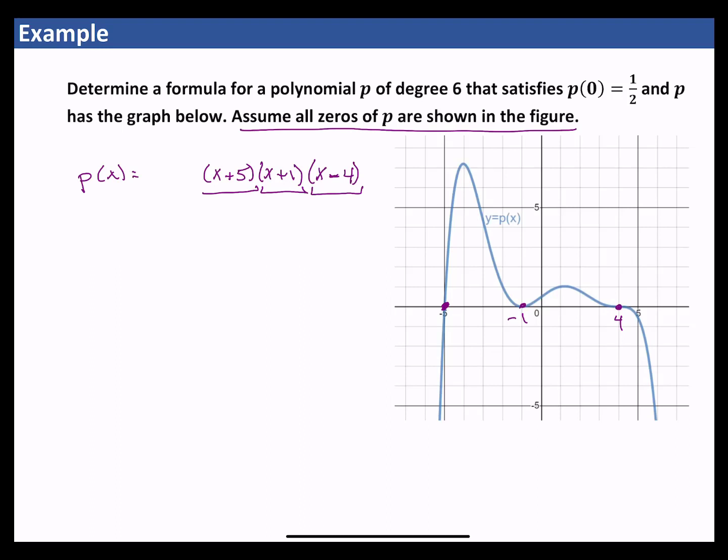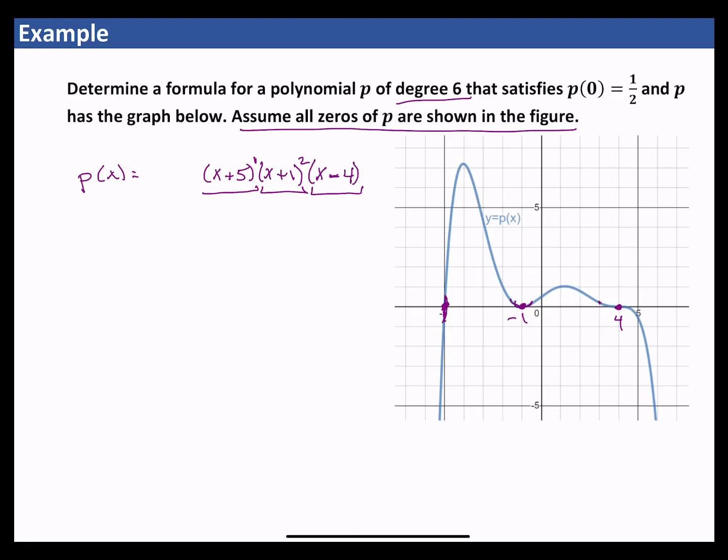Next, we want to consider the multiplicity of each of these zeros. So at -5, the graph looks pretty linear as it passes through. So it would probably be safe to assume that that is multiplicity 1 for the factor x plus 5. At x equals -1, the graph bounces off, kind of looks quadratic. So we'll start out with a multiplicity 2. If we have to up that in order to get this degree 6, we can do that in a minute, but we'll start out with just the multiplicity of 2.